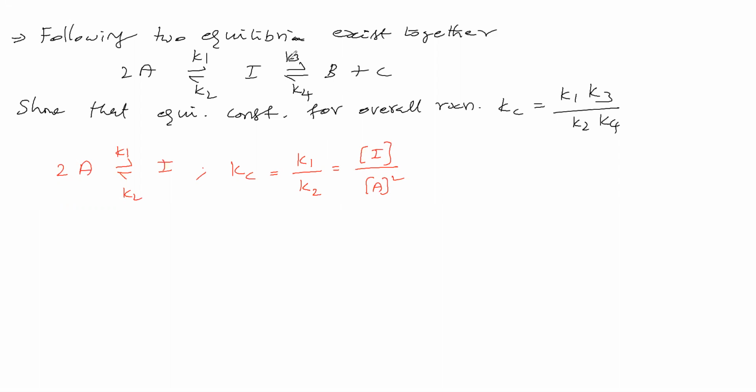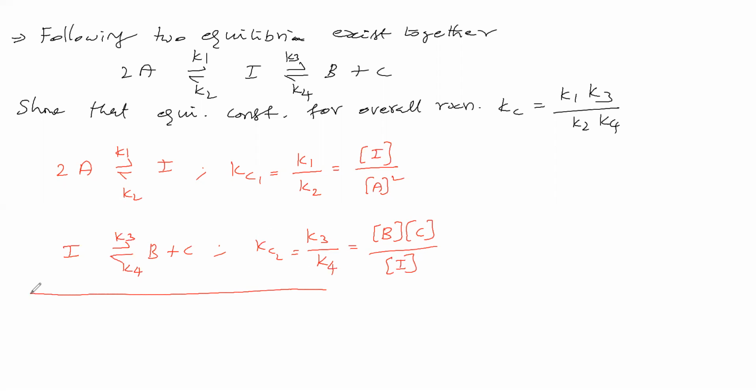So the second part we will take. The second part is I gives B plus C, with forward K3 and backward K4. K3 we take as the rate constant of forward and K4 as the rate constant of backward. So for this equilibrium, the constant is rate constant of forward by rate constant of backward, equal to right side concentration in the numerator, left side concentration in the denominator.